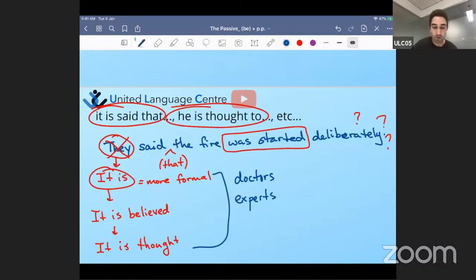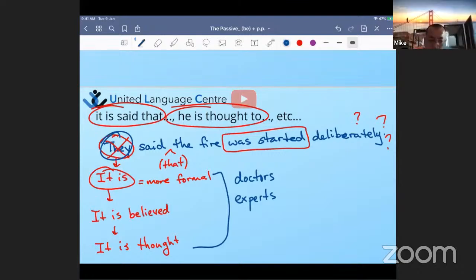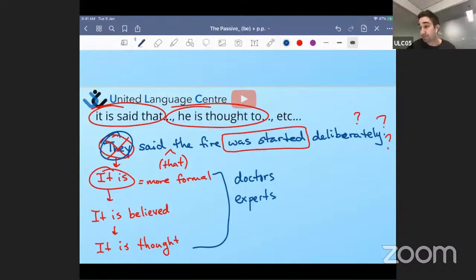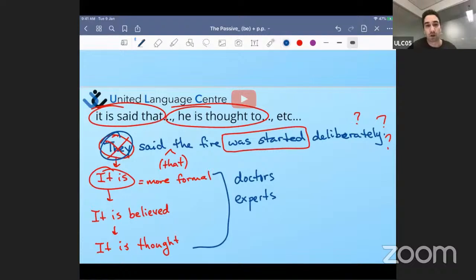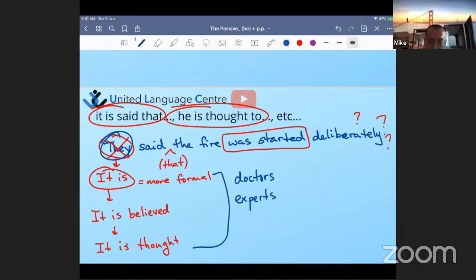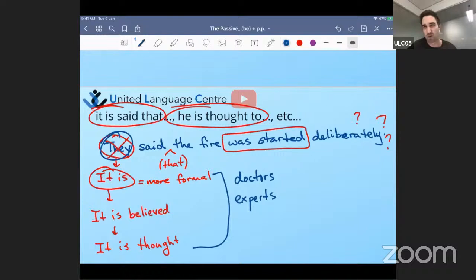So who are they? Usually they're experts or something like that. So we just change it to it is said, it is thought, it is believed. It's just another form of passive. Not super important, but quite formal. But if you're watching the news or you like to listen to BBC or something like that, then you'll probably hear this quite a lot. But not so important. Just one of those extra things about passive.